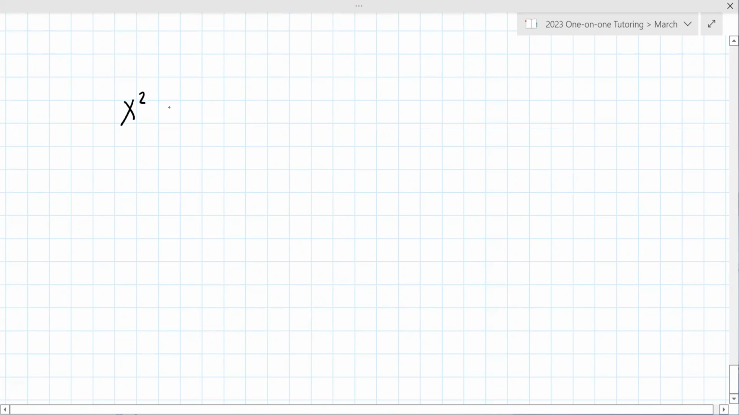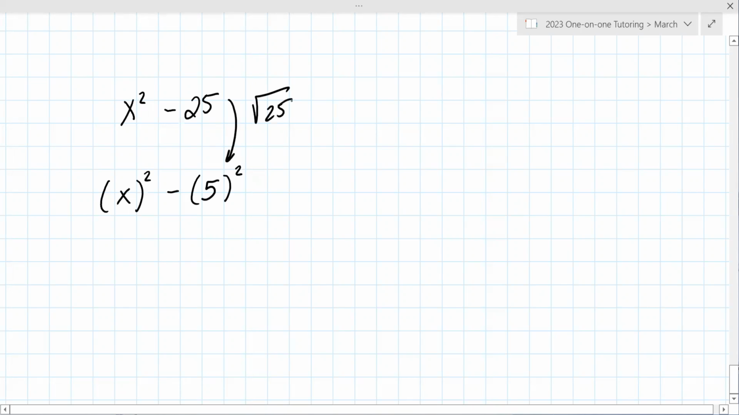X squared minus 25, okay? So you want to rewrite this as something squared minus something squared in parentheses. On the left it's x squared. On the right, what squared gets you back to 25? 5. So the answer is the square root of 25, just like we were doing in the previous problem.